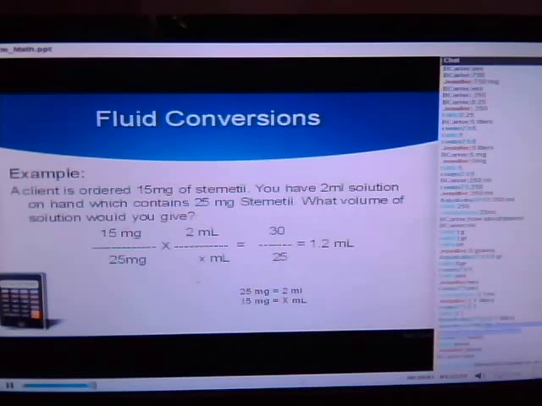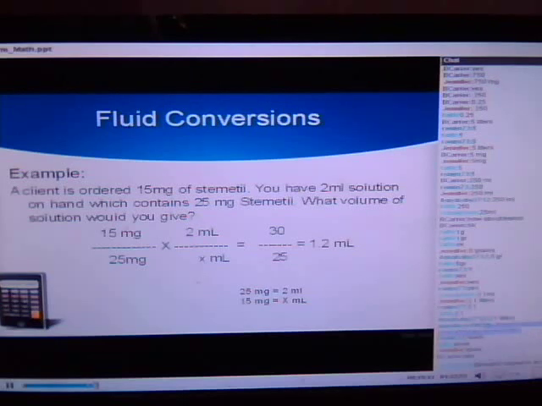Now, if we take the 15 times 2, remember my rule? Times diagonally, divide by the X. That's the way I like to do it. Whether you do it my way or their way, you're going to come up with the same answer. So let's try it. I'm going to do it my way. 15 times 2 divided by 25, and we come up with 1.2.